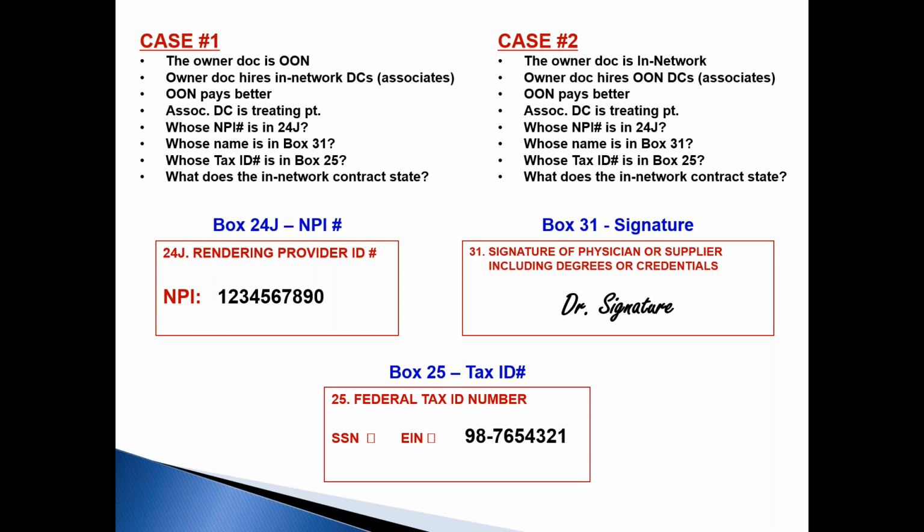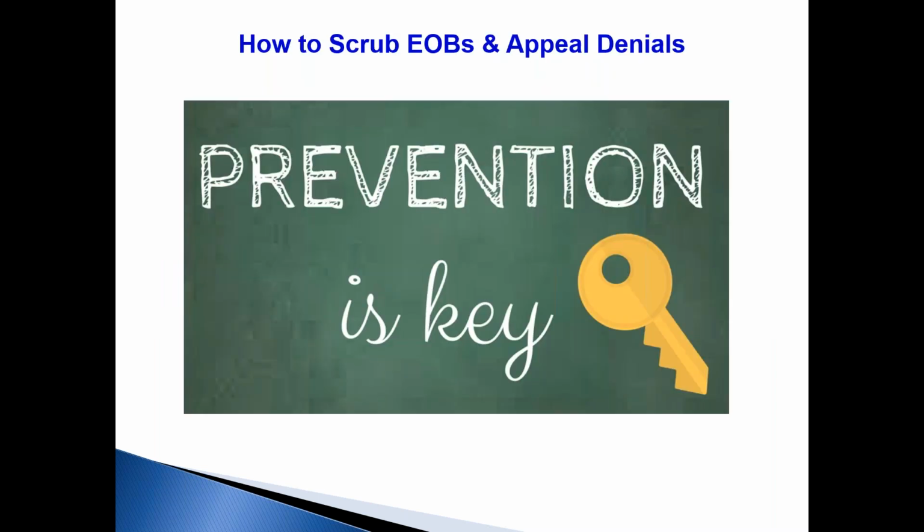Or case number two, the owner doc is in network, hires an associate doctor that's out of network. Out of network pays better. The associate doctor's treating the patient. Wait a second. What does the in-network contract state? This is where it can get confusing. So prevention is the key. How do we help prevent doctors from getting in trouble and maximizing reimbursement and getting paid maximally?